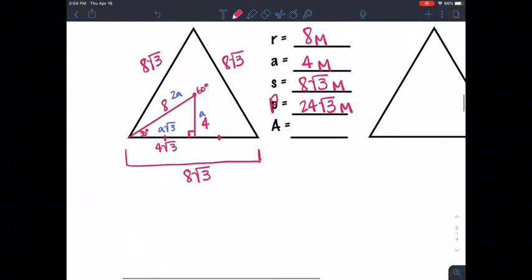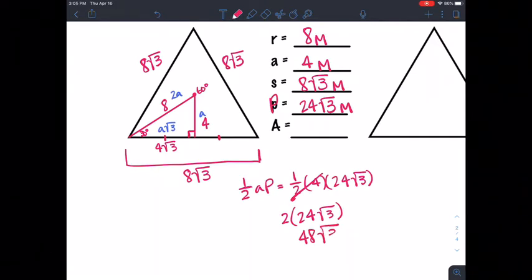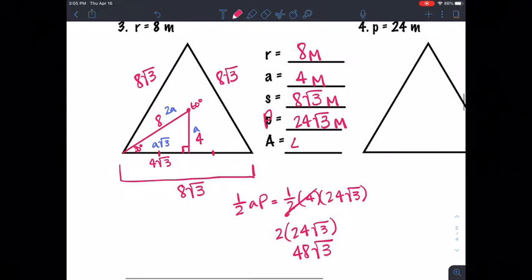And here is where we don't want to use base times height divided by 2. We want to use 1/2 AP. So I'm going to go ahead and set this up. 1/2, my apothem is 4, and my perimeter is 24 square root 3. I'm going to go ahead and take half of that. So 2 times 24 square root 3 gives me 48 square root 3. Let's see what our units are, meters squared.